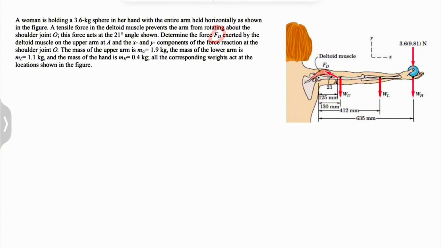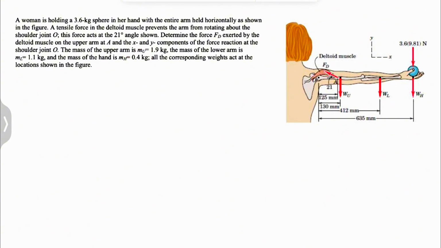We need to determine the force Fd exerted by the deltoid muscle on the upper arm at point A, and also the x and y components of the force reaction at the joint O. We know the mass of the upper arm is 1.9 kilograms, the lower arm is 1.1 kilograms, and the mass of the hand is 0.4 kilograms, and we can see all the corresponding weights acting at different locations. So as always, we're going to start with a free body diagram.